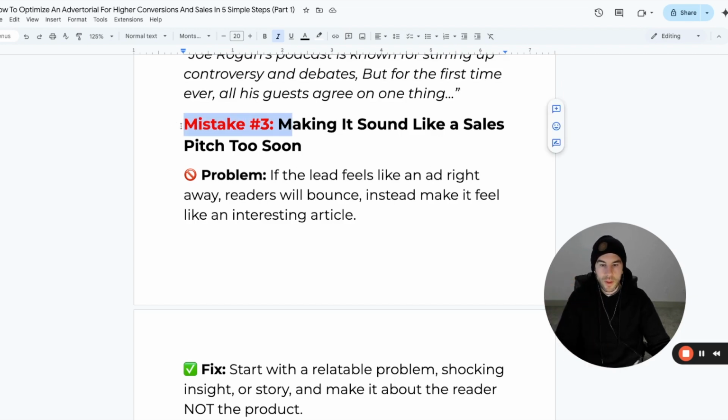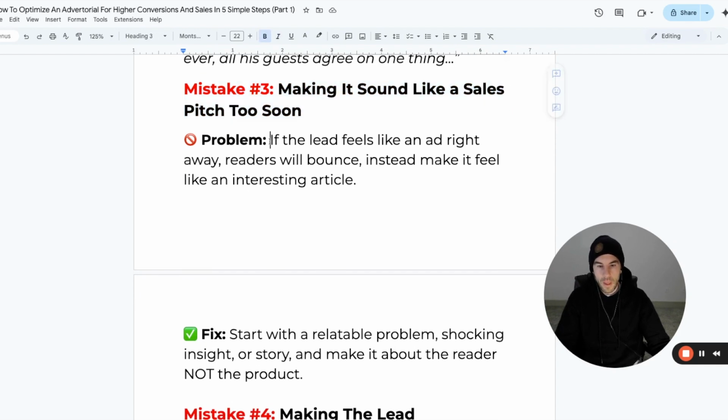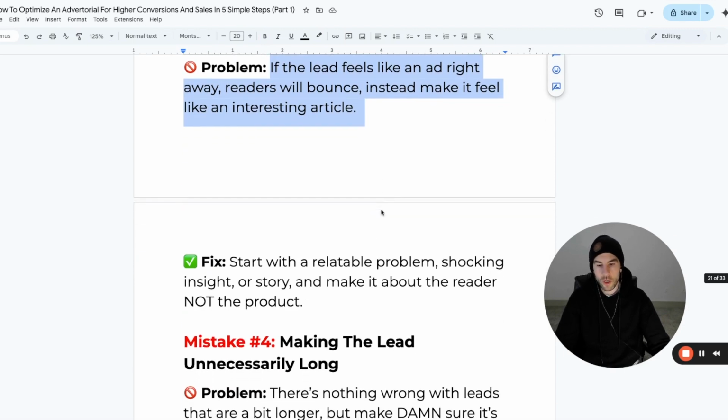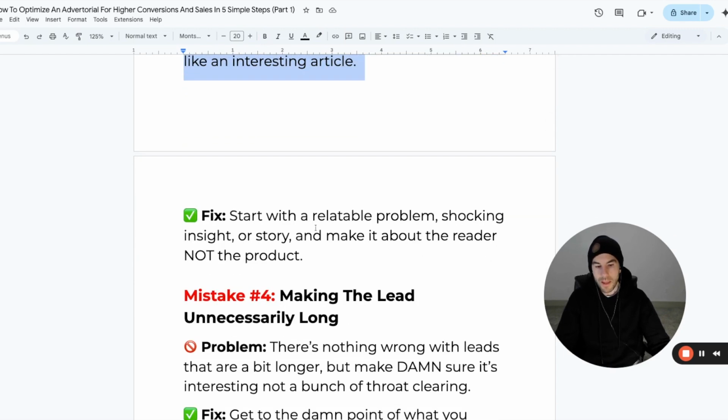Mistake number 3, making it sound like a sales pitch too soon. Now, if the lead feels like an ad right away, readers are going to bounce. Instead, make it feel like it's an interesting article. Start with a relatable problem, a shocking insight, or a story, and make it about the reader, not the product. Now, this isn't to say that there haven't been hyper successful advertorials that have actually pitched the product in the lead. There's been a few of them, but more often than not, what you're going to find is that they build the tension before the product reveal.